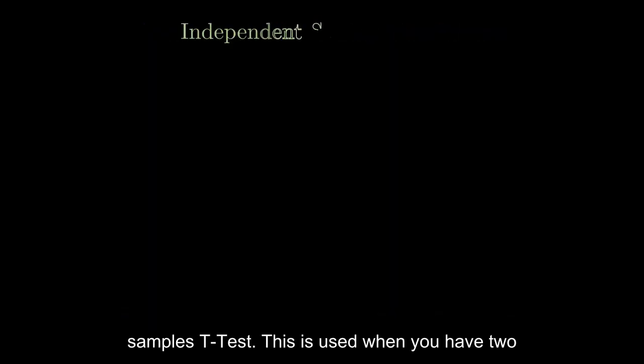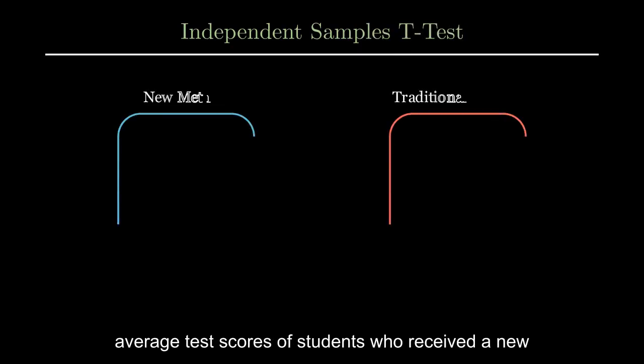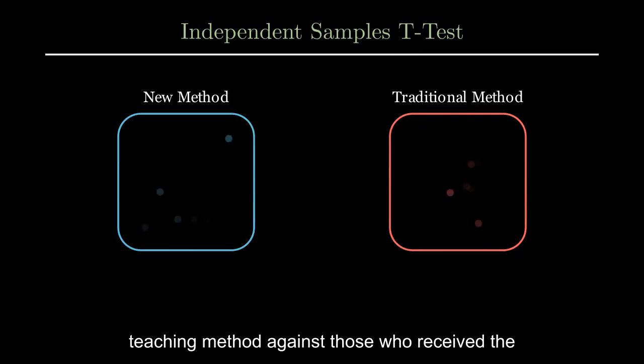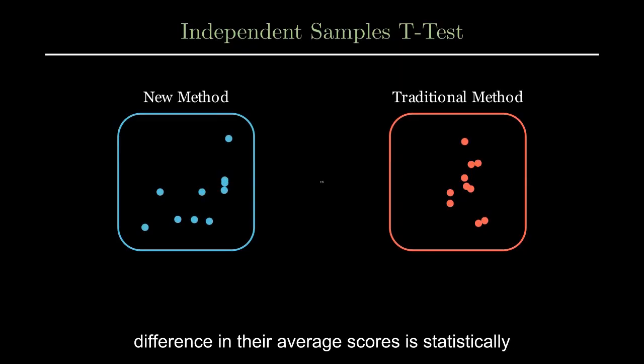This is used when you have two separate, unrelated groups, such as comparing the average test scores of students who received a new teaching method against those who received the traditional method. We want to know if the difference in their average scores is statistically significant.